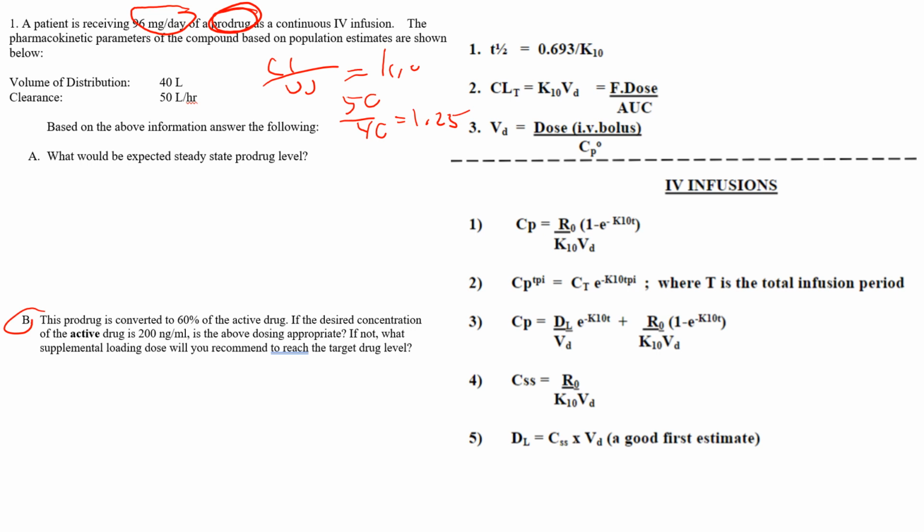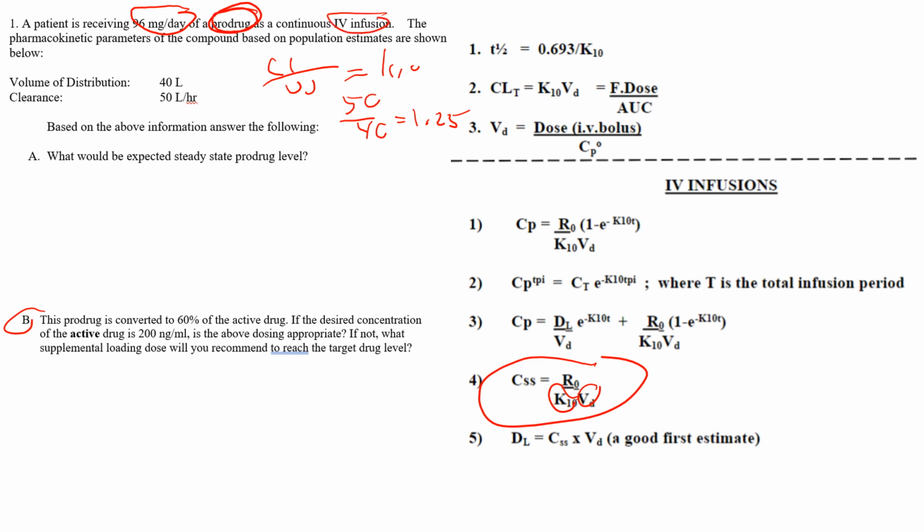Next up, and for reference, it's the steady state equation, right? So really basic. We have K10, we have VD. The only thing we need is R0. We almost have it: 96 milligrams per day. Remember, whenever we have an R0, we need to convert it to an infusion rate, because we're asking for the steady state of a continuous IV infusion.